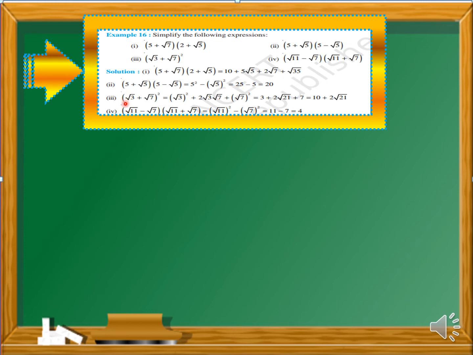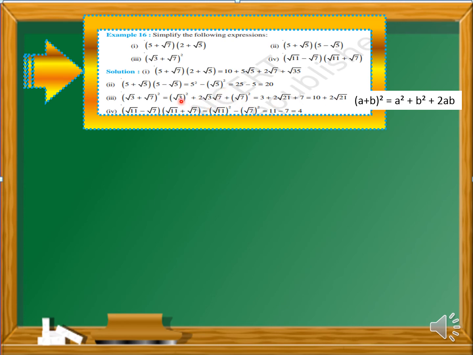So for the third subdivision, (√3 + √7) the whole square. So you can see (a + b) the whole square. This is also an identity which will give you a² + b² + 2ab, where a can be taken as √3, b can be taken as √7. So what should we bring? a² + b² + 2ab. So a² is (√3)², b² is (√7)², and 2ab is 2 into √3 into √7.